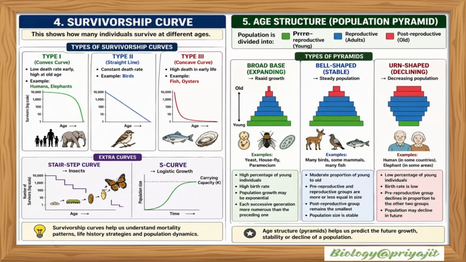But in case of a bell-shaped pyramid, there is a moderate proportion of young to old. Pre-reproductive and reproductive groups are more or less equal in size. The post-reproductive group remains the smallest and population size is stable. In an urn-shaped pyramid, there is a low percentage of young individuals and birth rate is low. The pre-reproductive group declines in proportion to the other two groups, and the population may decline in future. So age structure or age pyramid helps us predict the future growth, stability or decline in a population.